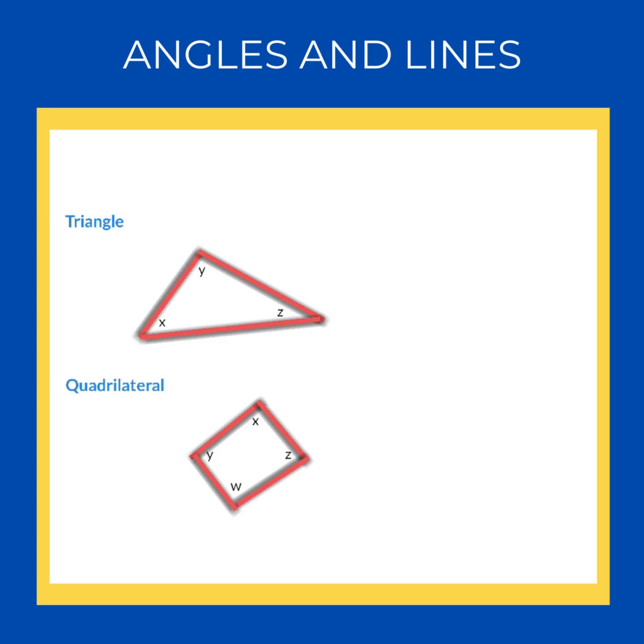The third fundamental result is about a triangle. So the summation of all angles inside a triangle add up to 180 degrees. So x plus y plus z here equals 180 degrees.